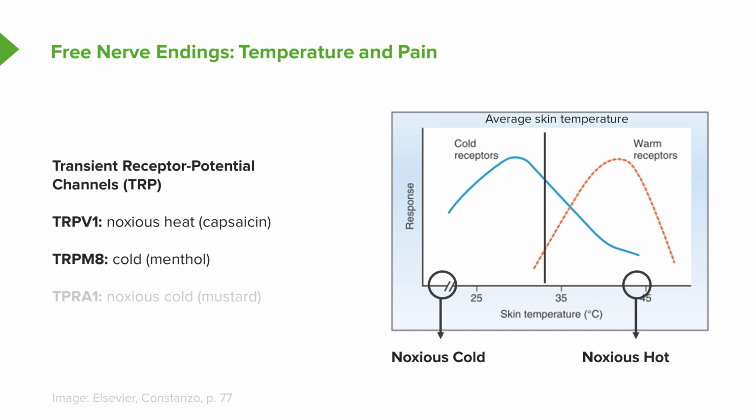To get to the painful cold response, you use a TRPA1 channel. These TRPA1 channels are associated with things like mustard or horseradish. That is the sensation one gets when, whoa, it's so cold, but it hurts at the same time. So you can see that TRPV1 and TRPA1 are the two things that mediate this noxious cold and noxious heat.